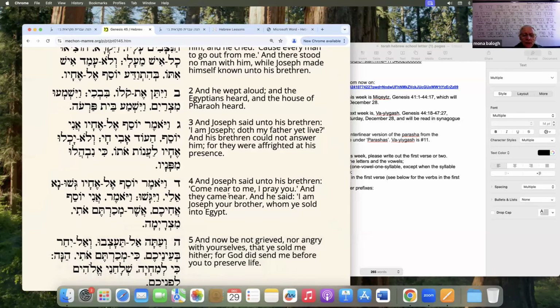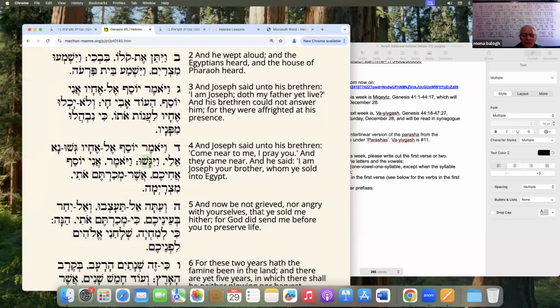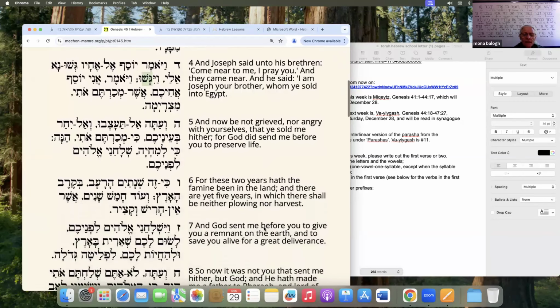And Joseph said to his brethren, come near to me, I pray you. Okay, same word as yigash. Gash means approach. Approach me, I pray you. And they came near. They approached. And he said, I am Joseph, your brother, whom you sold into Egypt. And now be not grieved, nor angry with yourselves that you sold me there, for God did send me before you to preserve life. Yes, he did.